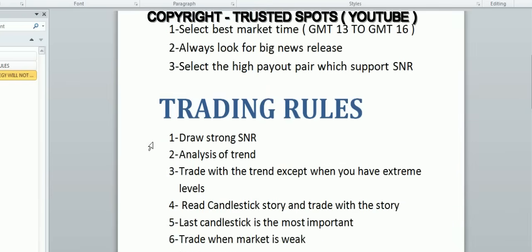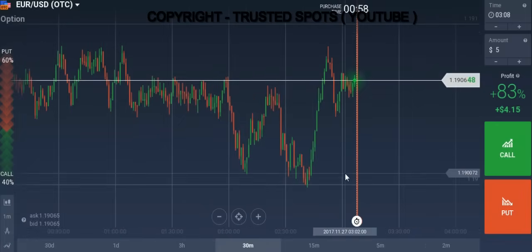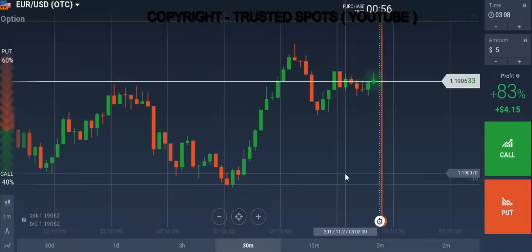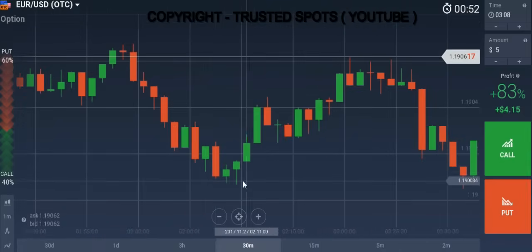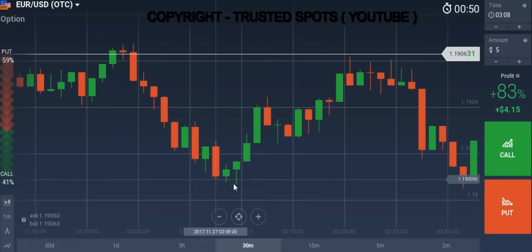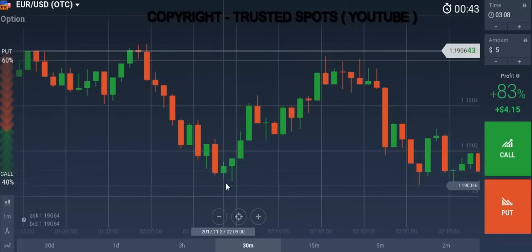First rule is always try to draw strong SNR levels. Strong SNR means you can use extreme levels. You can use the levels which are working for a long time. Suppose this level is an extreme level, so you can select this level. These are strong levels.